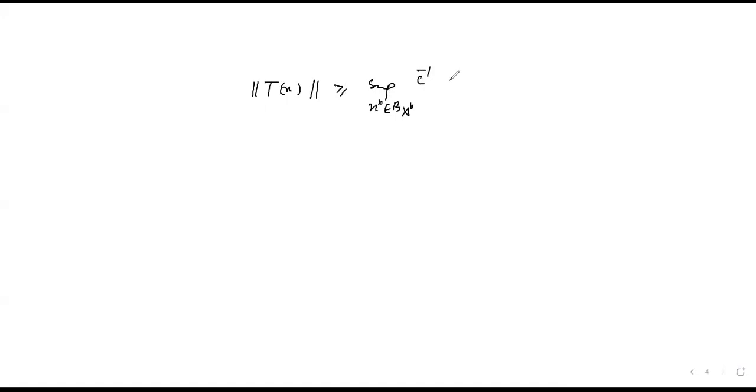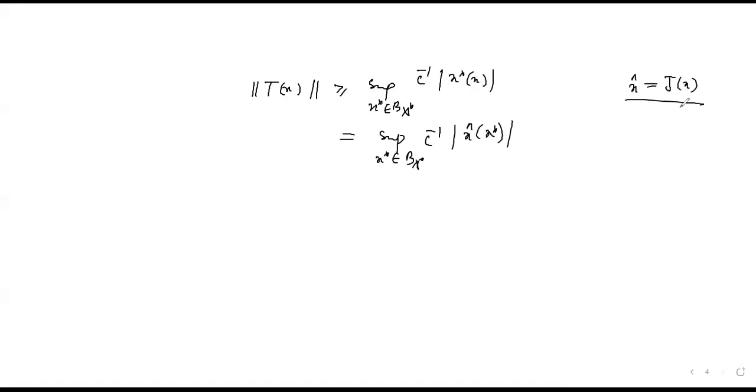C into mod of x star at x, which is equal to supremum x star belonging to the unit ball of X star, C inverse of x cap of x star. Now that's the definition of cap. It is basically J of x under the canonical mapping. So the definition goes like this.